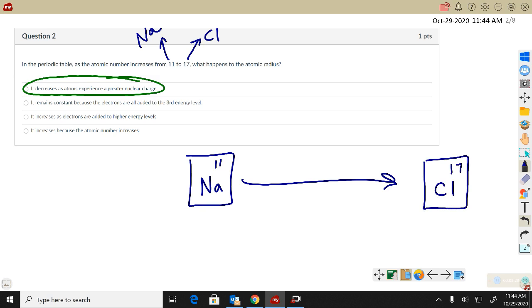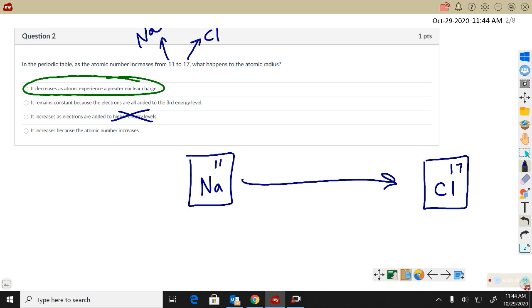Now we're going across. And yes, we're adding electrons, but we're adding the electrons to the same energy level. We're just filling the 3rd energy level. So, it increases as electrons are added to the energy levels or higher energy levels. No, electrons are added, but not to higher energy levels. It remains constant because the electrons are all added to the 3rd energy level.